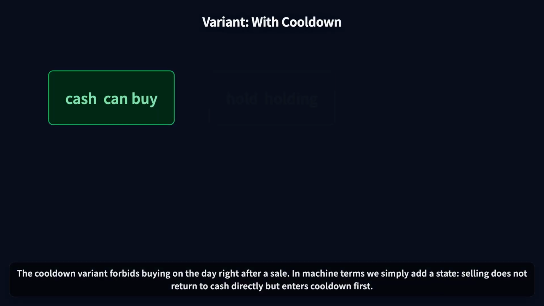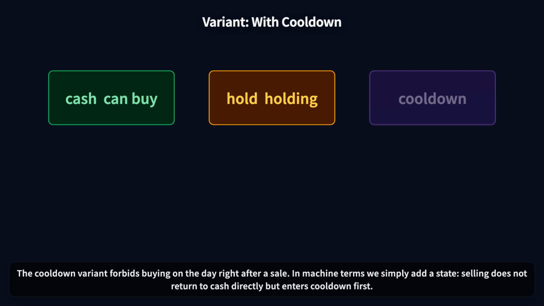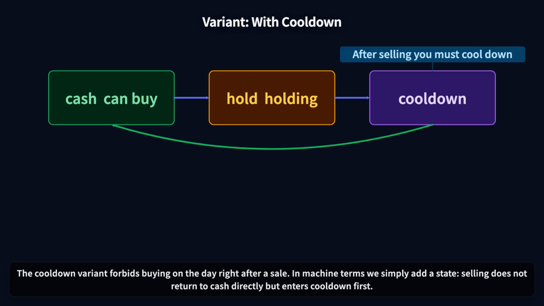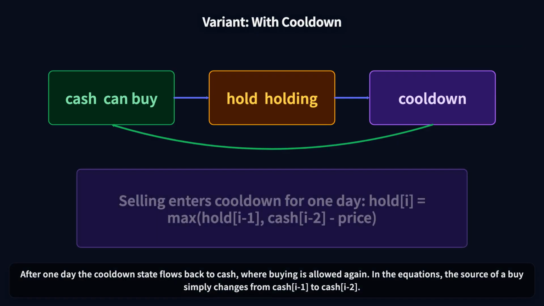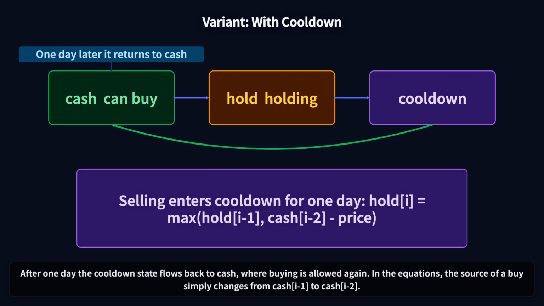The cooldown variant forbids buying on the day right after a sale. In machine terms, we simply add a state. Selling does not return to cash directly, but enters cooldown first. After 1 day, the cooldown state flows back to cash, where buying is allowed again. In the equations, the source of a buy simply changes from cash[i-1] to cash[i-2].